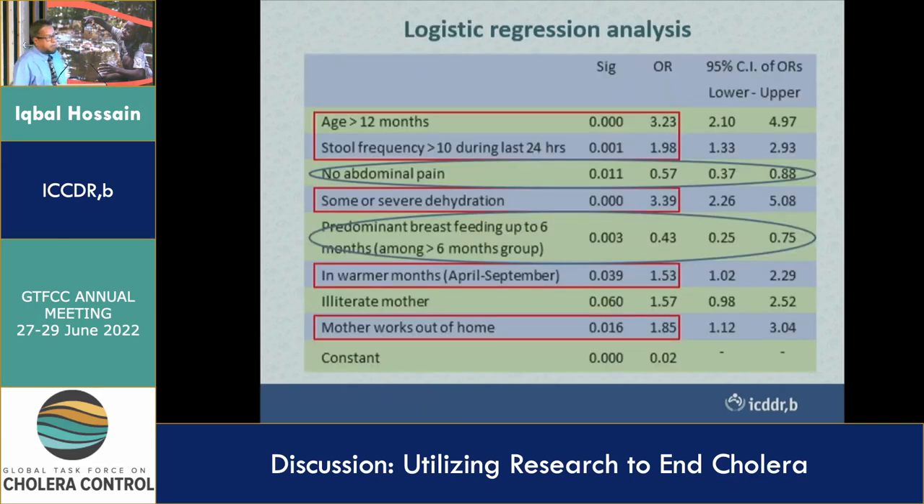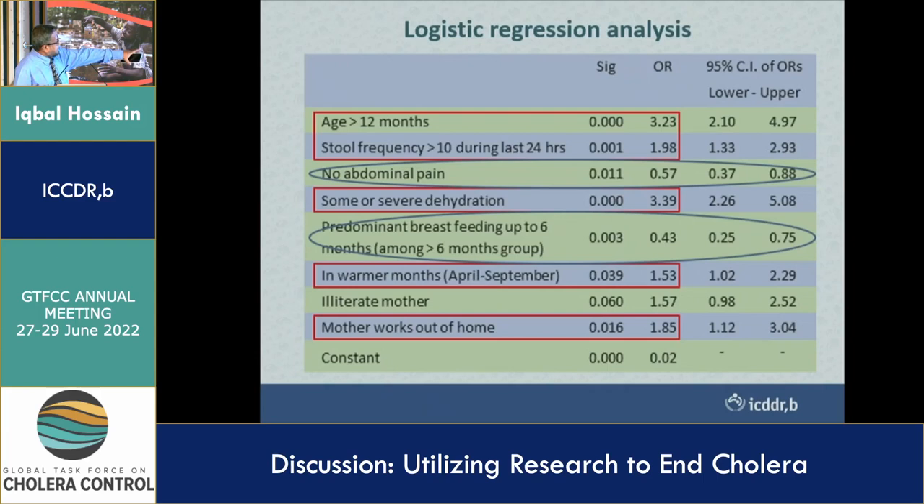And this is the report about the logistic regression, and the red marking are showing that these are the risk factor for cholera. For example, age more than 12 years, stool frequency more than 10 per every last 24 hours, and if there is absence of abdominal pain, it is telling that it's non-cholera diarrhea. Presence of some or severe dehydration is predicting its cholera. Predominant breastfeeding up to 6 months, it's a protective factor. And cholera is more common during warmer month between April and September.